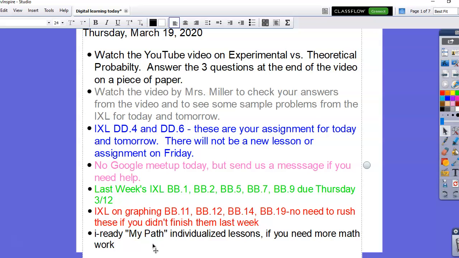Remember, I said I don't want you working on math all day long, not even for an hour at a time. So we're going to split this lesson up into 2 days. So DD4 and DD6, and remember, as you're working through those, if you're missing them, I want you to look at the reason why you're missing them, see if you can figure out what it is you're doing wrong. And if you're still having trouble, send a message and Mr. Millwood or I will get back with you to help you with those.